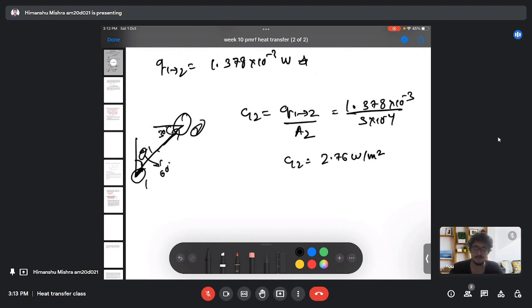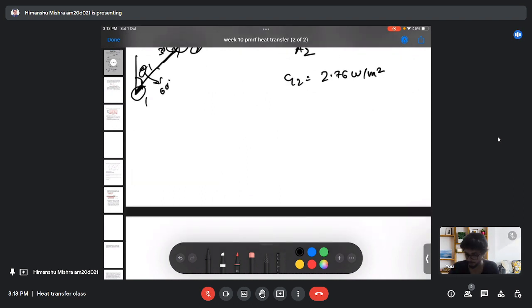This is a pretty simple, straightforward question where we first need to find the heat transfer by radiation, which is a function of intensity and the solid angle, since there is a specific angle at which the radiation is emitted. In the second part, whatever radiation is emitted from body 1 will reach body 2 at some specific angle, and that will be the irradiation. So let's move to the next question.